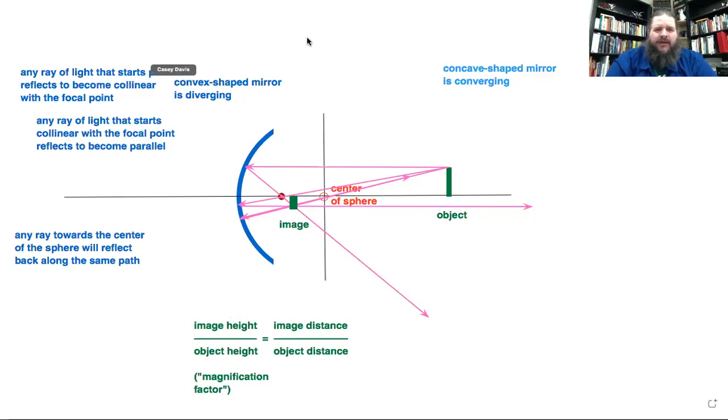If you draw out the similar triangles, we've got the triangle for the image and also the triangle for the object. These are going to be similar triangles, so they're really proportional to each other. The image is smaller because it's closer to the mirror than the object is, because that ratio of image height over object height should match the ratio of image distance over object distance, this idea of the magnification factor.